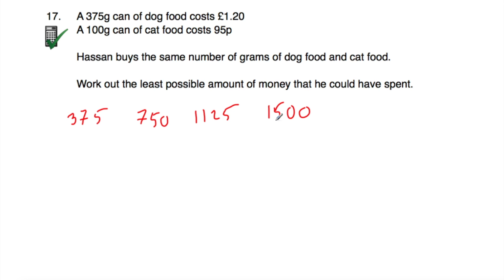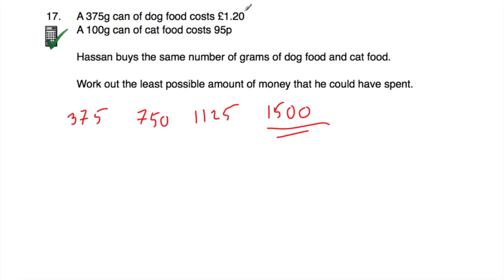Now we can buy that with cat food as well. If he buys 15 cans of cat food, that'll also be 1,500 grams, and that's the same amount of dog food and cat food. So he buys 1,500 grams of dog food and 1,500 grams of cat food. And the question says work out the least possible amount of money that he could have spent. So let's focus on the dog food to begin with.